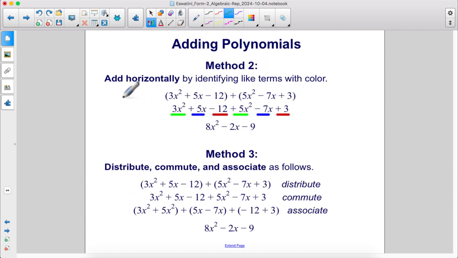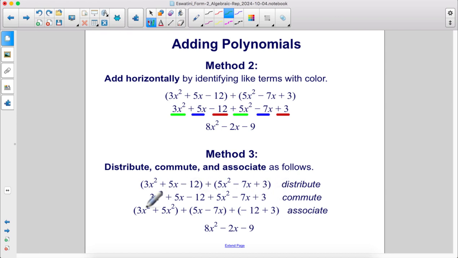You could add horizontally by identifying like terms with different colors. This would require having colored pencils or something so that you could go through and identify the like terms and then add them horizontally. You could also distribute, commute, and associate as follows. So here the distribution isn't so hard because there's a plus sign here. So really you just get rid of all the parentheses. Now if this was a negative sign, you would have to distribute that negative.